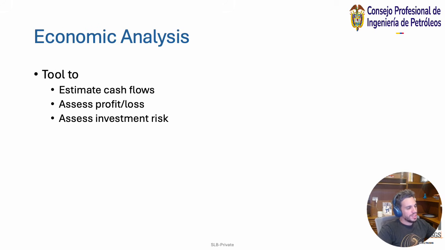So economic analysis is basically a tool that we can use in the industry to estimate our cash flows, assess profit and loss, and assess investment risks. It will tell us how we can understand the different risks and the different potential profits that we can make from a given project, for a given field or a collection of fields, or from a given country or whatever. It's dependent on the scope you're assigned, right?